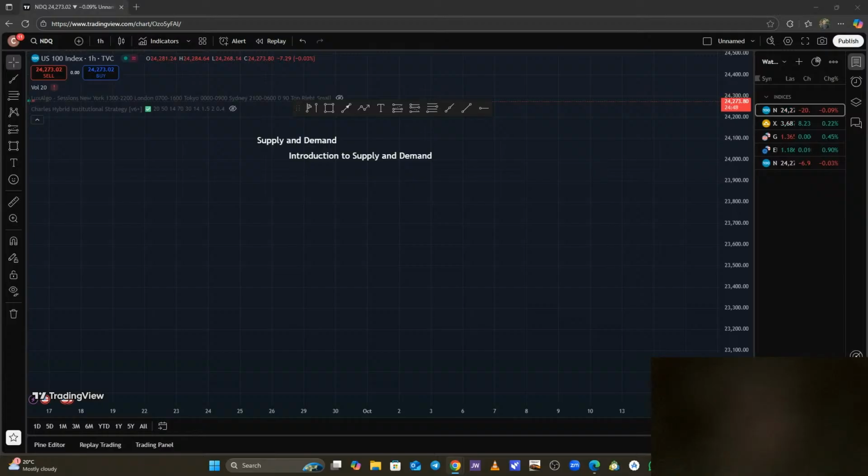So basics of supply and demand, that's the first thing we're going to talk about. For the basics of supply and demand, we've already understood what supply and demand is, that's done. Now we are going to talk about why do supply and demand work. So the reasons for supply and demand, why they work.